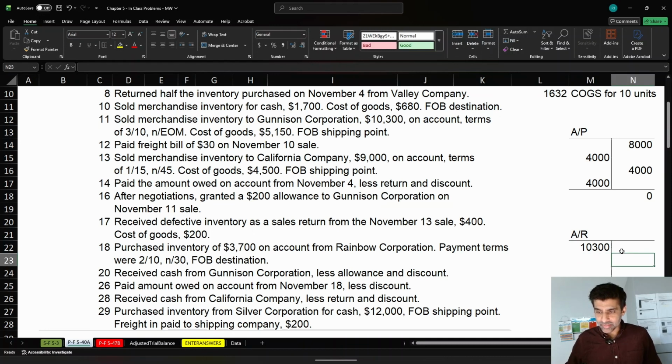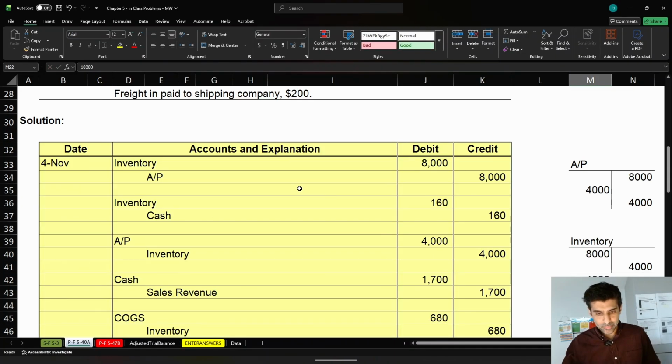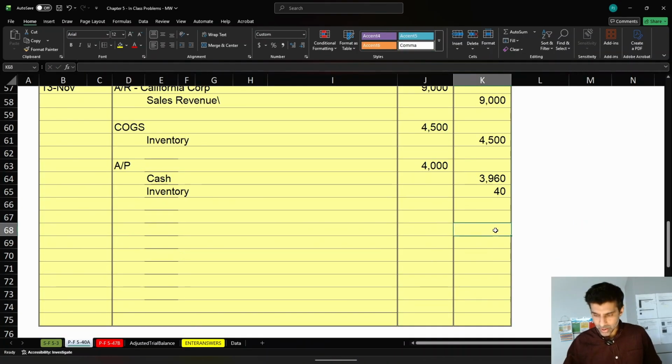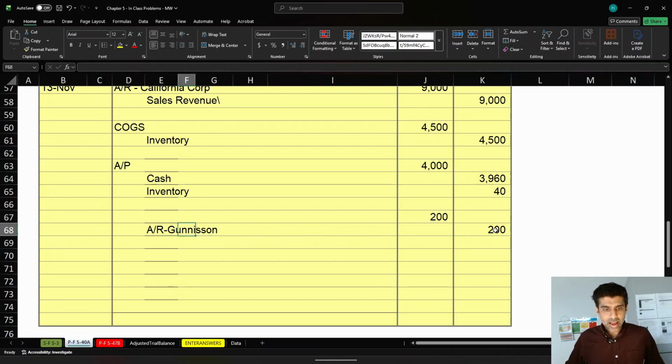I'm giving them an allowance, so they're only going to owe me 10,100. In order to do that, I need to credit their account receivable, this is Gunnison, by 200. So I know I'll have a credit to AR Gunnison, and I kind of have to undo some revenue, right? Because that's less than I could say that I've generated in sales.